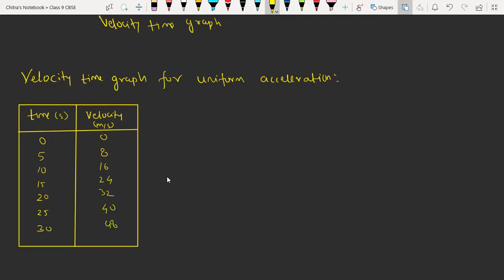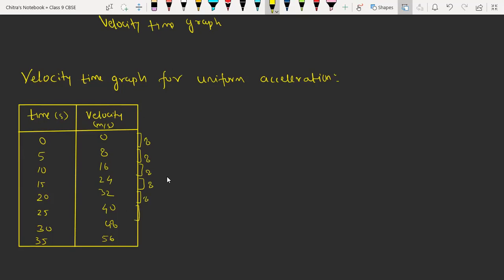If you want to take one more value, we can, or otherwise we will stop here. Like take one more value, 35, and here we will have 56. Okay. So see, if I check here, the difference is 8. Again here the difference is 8. So each time there is a difference of 8 units. Means the velocity increases at the rate of 8 meter per second in every 5 seconds.